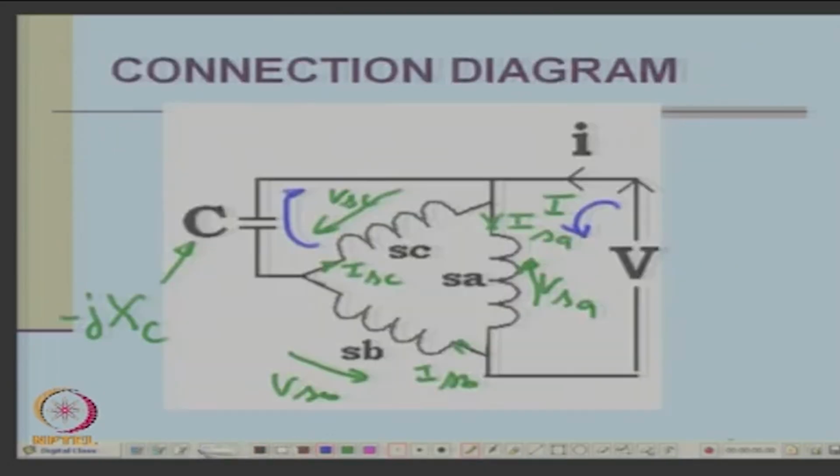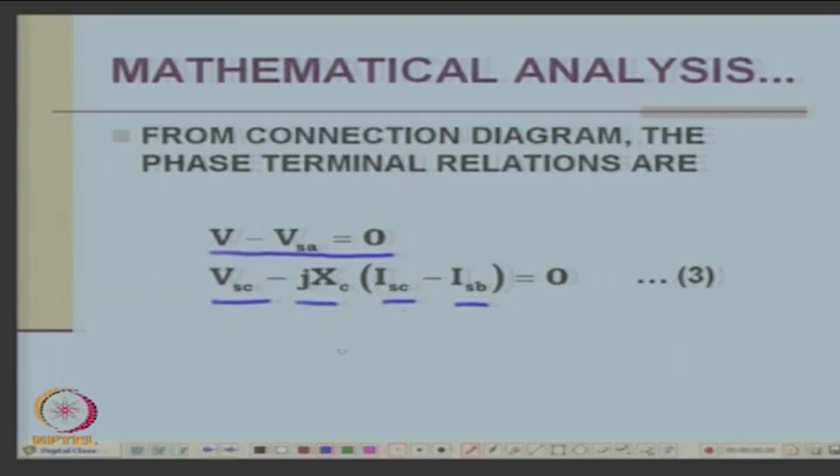Let us see whether that is correct. VSC is here, if you take this loop, so it will be VSC minus this current. What will this current be? This is ISB, so it will be minus JXC into ISB minus ISC is 0. I think that is what you have written. ISC minus ISB, is it correct or wrong?